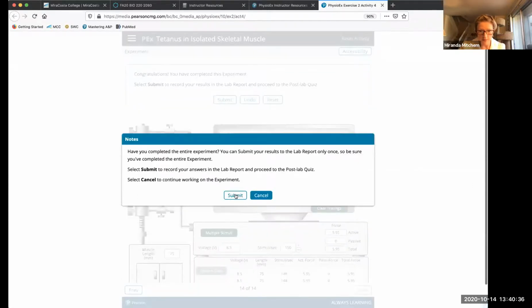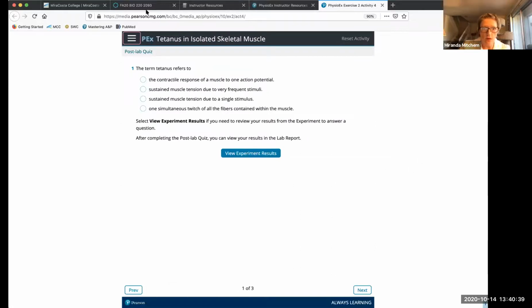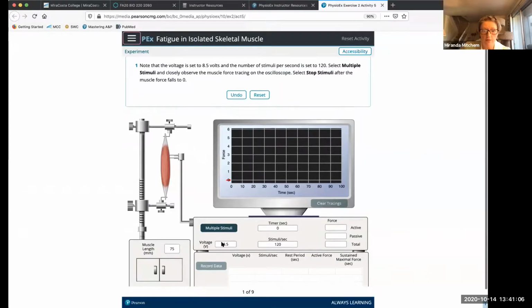All righty. So that is that one, and we've got one more activity we're going to do. We're now going to do activity 5 of exercise 2, and this is looking at muscle fatigue. Here we go. So we're at 8.5 volts and then 120 stimuli per second. We're looking at multiple stimuli.